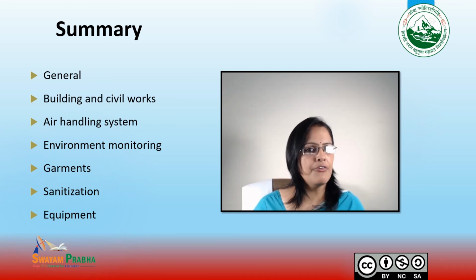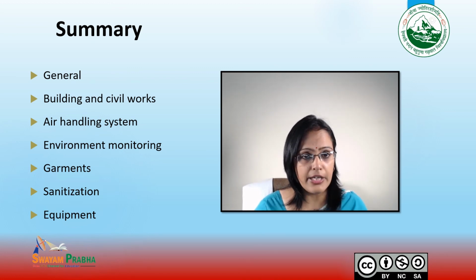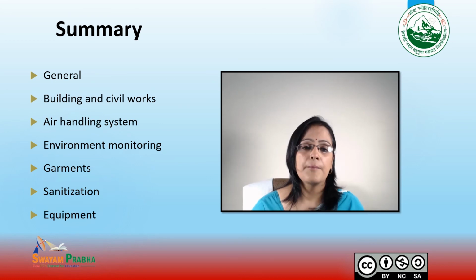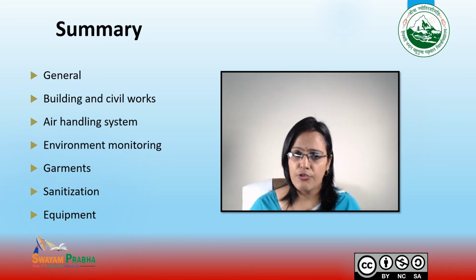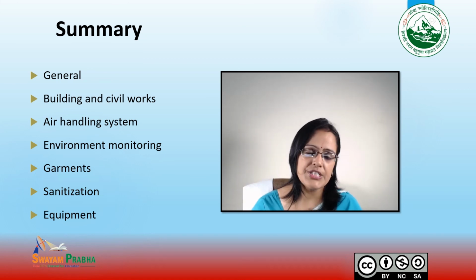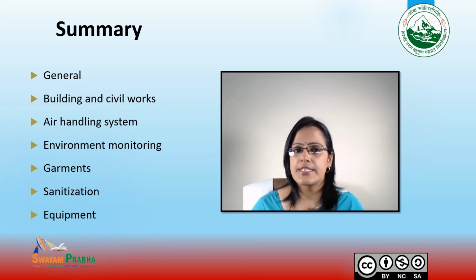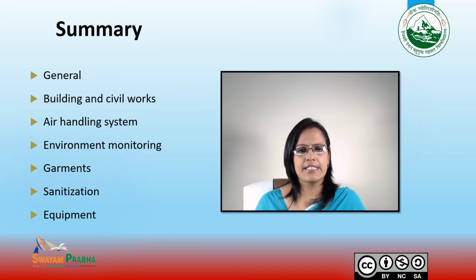In part 1 we discussed the air handling system, the requirements regarding the building and civil environment control, equipment, and sanitization. We also discussed clothing and garments, equipment, the air handling system and the environment monitoring system. All these things we discussed in this module.